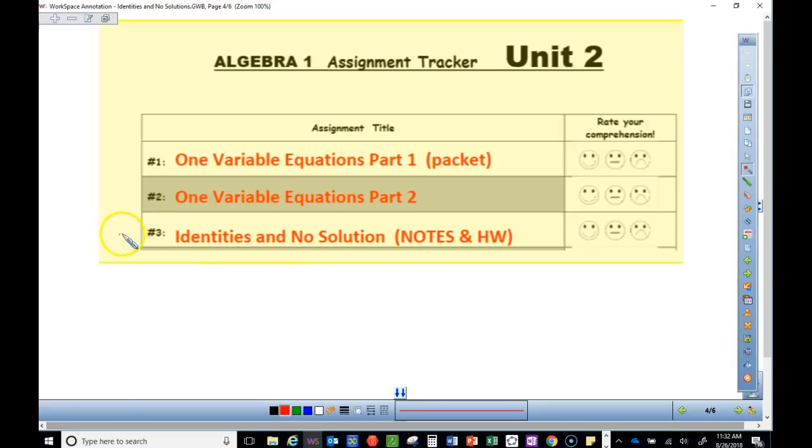So on number 3, it's important to note that you've got two things here. We're putting them both on one line of the tracker, but you're going to have notes and a homework assignment, so there's 2 pages. Just make sure when you're using this as a table of contents that you're counting both of them.